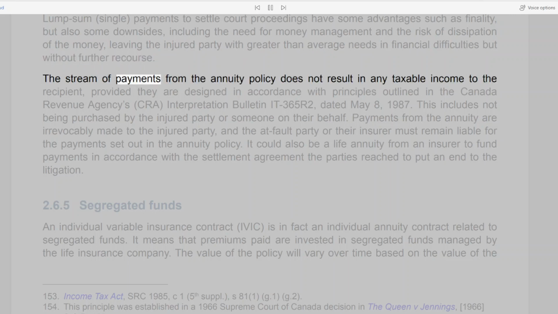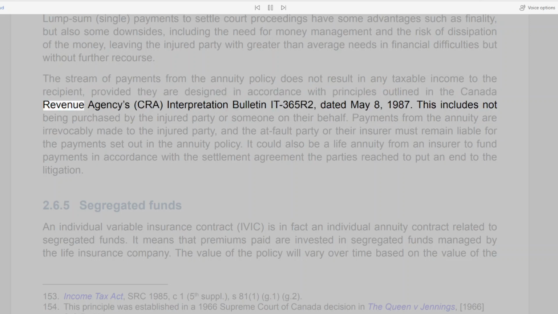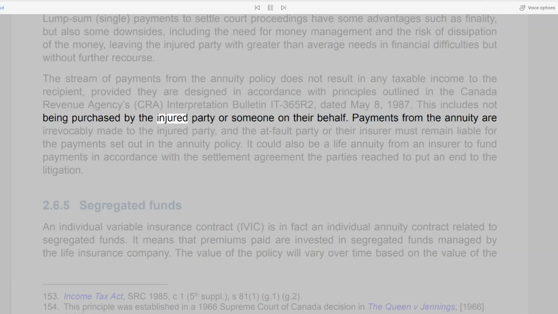The stream of payments from the annuity policy does not result in any taxable income to the recipient, provided they are designed in accordance with principles outlined in the Canada Revenue Agency's CRA Interpretation Bulletin IT-365R2, dated May 8, 1987. This includes not being purchased by the injured party or someone on their behalf.